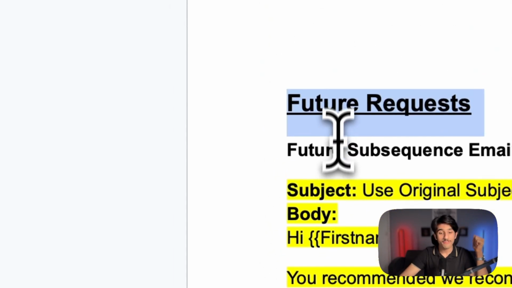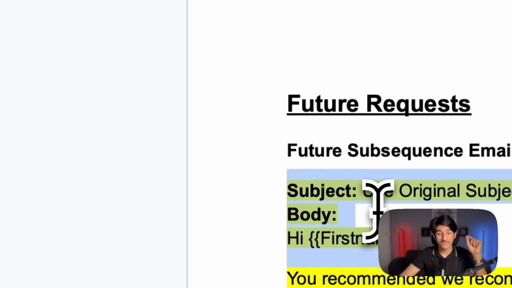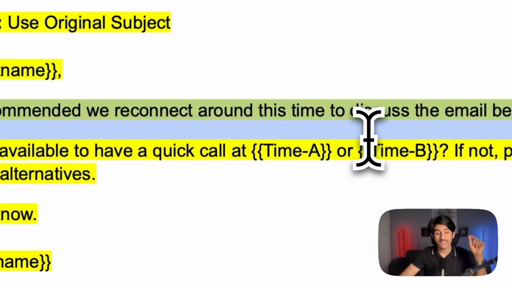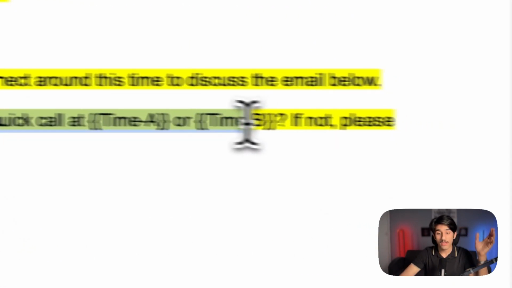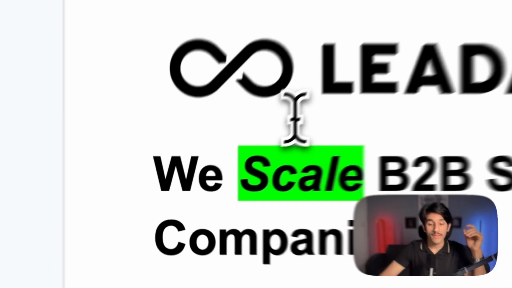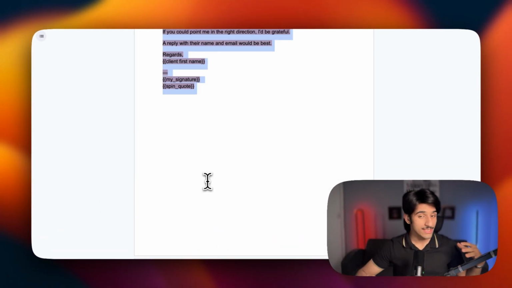Then comes the part of the future request. So you want to use the original subject line. Hi, first name, you recommended we reconnect around this time to discuss the email below. Are you available to have a quick call at time A or time B? If not, please suggest alternatives. Let me know. Cheers. Client name, my signature, spin code. That's it. Of course, email 2 is a slight nudge, and email 3 asks for the right person in the company. Now, that was a complete video on how exactly you want to be proceeding with the subsequence.